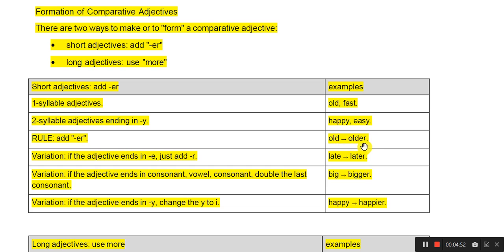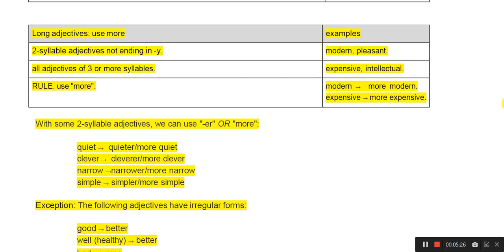all ER. For example, old, older, late, later, big, bigger. Aquí porque hay una vocal en medio de dos consonantes decimos bigger, agregamos una G, pero eso es ortografía. What happens if the adjective ends with a Y? For example, this one, happy, happier. The change is here. Cambiamos aquí Y to I and we add ER. Okay, this is the comparative with short adjective.